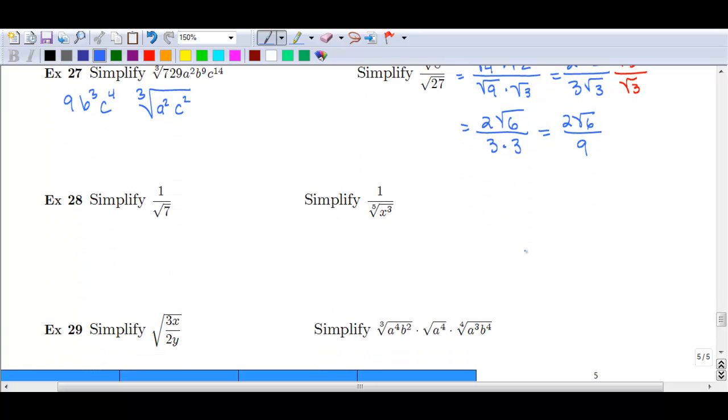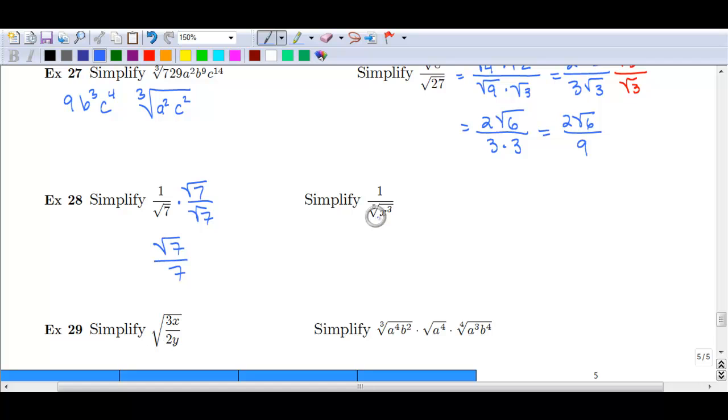A little bit simpler example is just to look at 1 over the square root of 7. In this case, we would just multiply by the square root of 7 over the square root of 7. Again, we're multiplying by 1, and you end up with the square root of 7. Square root of 7 squared is 7, so that's our fraction, the square root of 7 over 7.